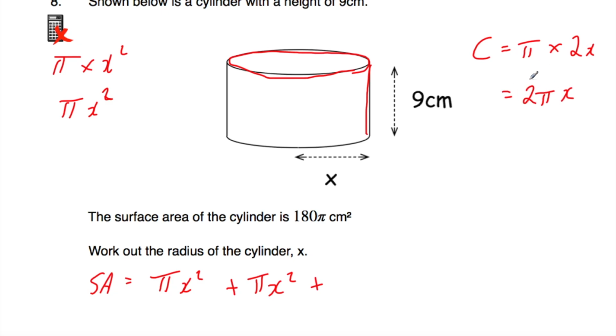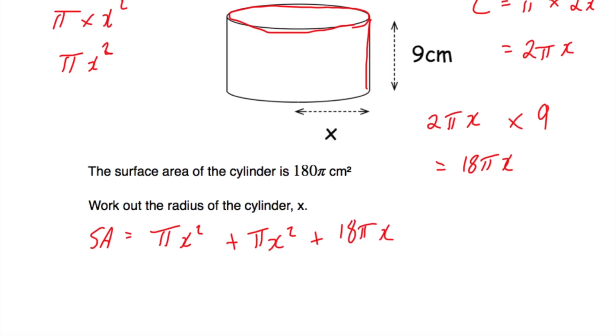Just put them in order where we put the numbers at the front, like 2 at the front, then our pi, and then our x at the end. So that's the circumference of the circle. We now just need to times that by 9 to get the expression for the area of that curved face. So we're going to do 2 pi x times 9, and we get an answer of 18 pi x. So that's fantastic. We now know an expression for the area of that curved face, 18 pi x.